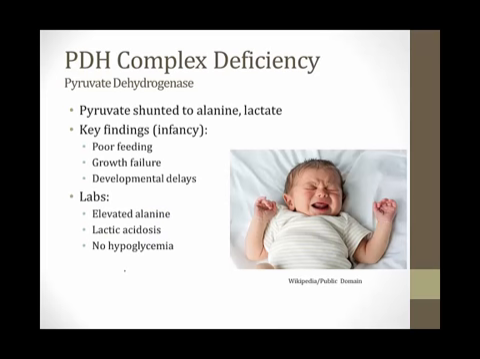As I said before, I discussed a PDH complex deficiency in more detail in the video on pyruvate dehydrogenase, but by way of brief review, in this disorder, pyruvate is shunted to alanine and lactate. So the key findings which develop in infancy are poor feeding, growth failure, and developmental delays. These are all very nonspecific, but it's the labs that will suggest a diagnosis. The alanine level will be high, there will be a lactic acidosis, and there should be no hypoglycemia.